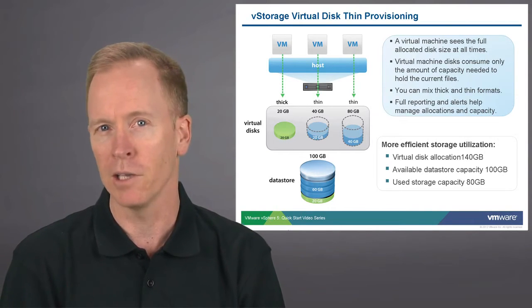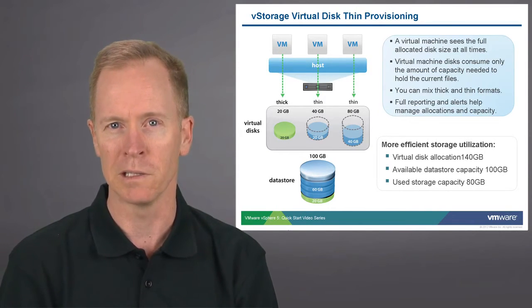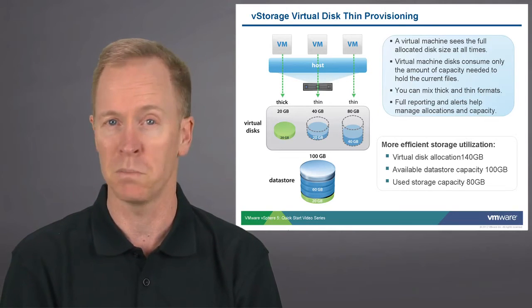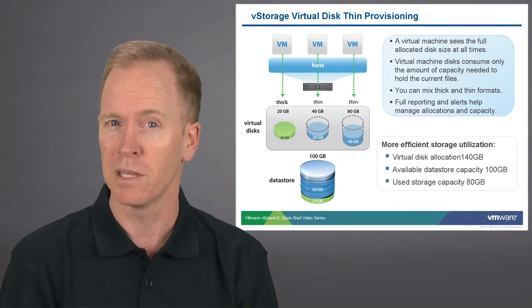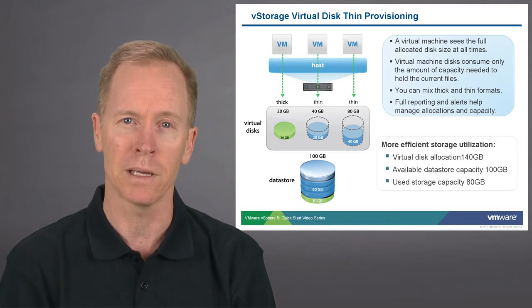The VM on the right also has a thin provisioned virtual disk. You'll notice that we're creating a virtual disk in this case which appears to be 80 gigabytes, but thus far we've only allocated 40 gigabytes.